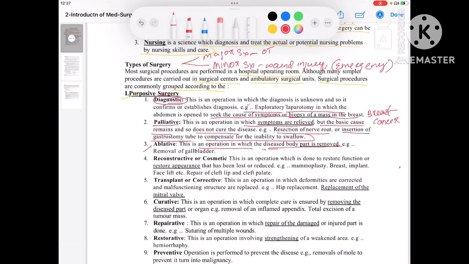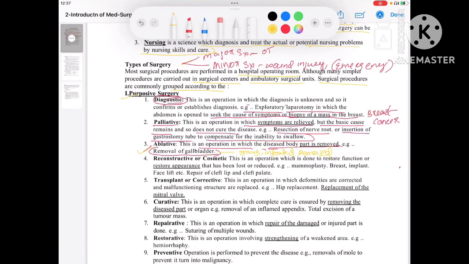So an example is the gallbladder. I hope you have heard about the gallbladder. The gallbladder can be filled with stones, and because of that it gets infected, so it will be removed. So what will we do? That surgery we used to call a bloody surgery because of the removal of the gallbladder.